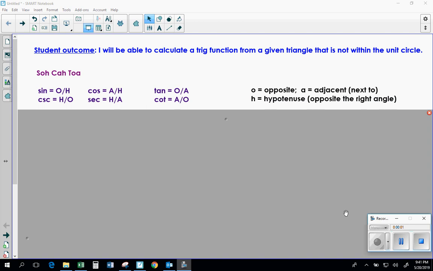Good morning, students. Today we are going to do an extension from the unit circle from last class. First thing, before I start that and have you write down these notes, a couple of reminders.